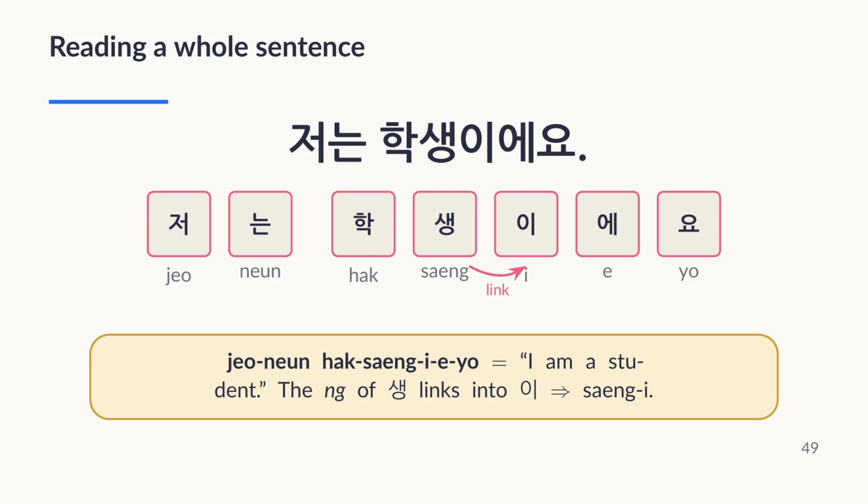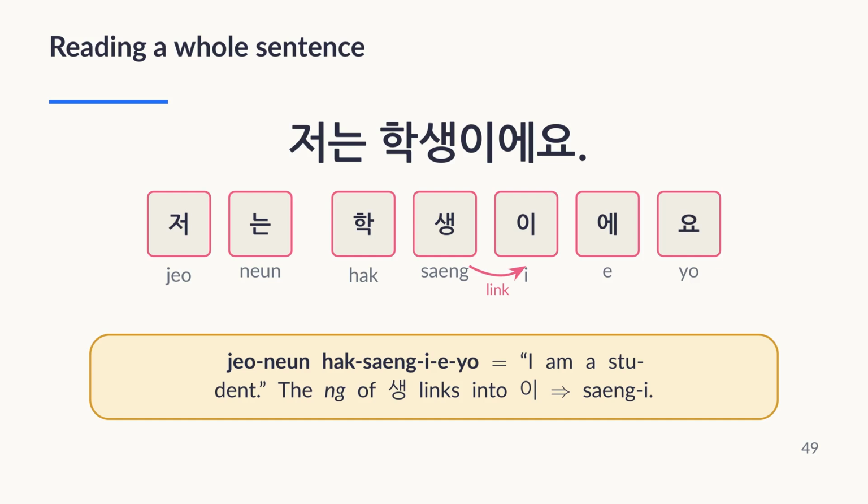Now let us read a whole sentence, which is the true test of everything you have learned. The sentence on the screen is Gyeonun Haksing Yo, and it means I am a student. Let us read it block by block along the bottom. The first block is Geo, meaning I or me in a polite style. The second is noon, a little grammar particle that marks the topic of the sentence. Together, Gyeonun means as for me.